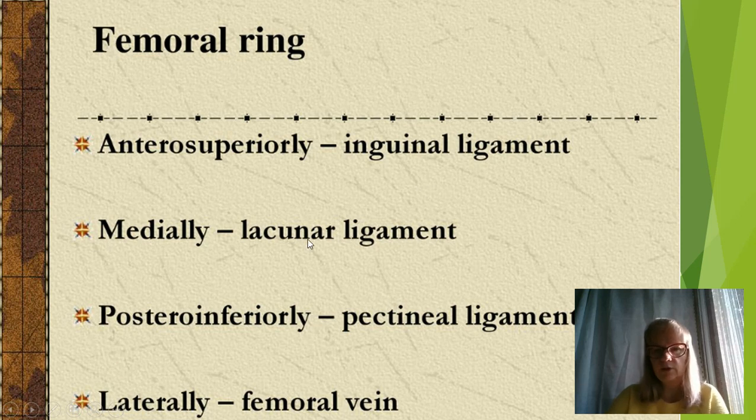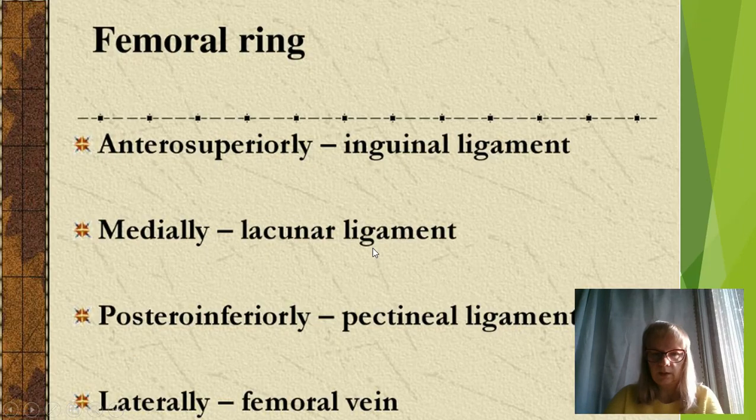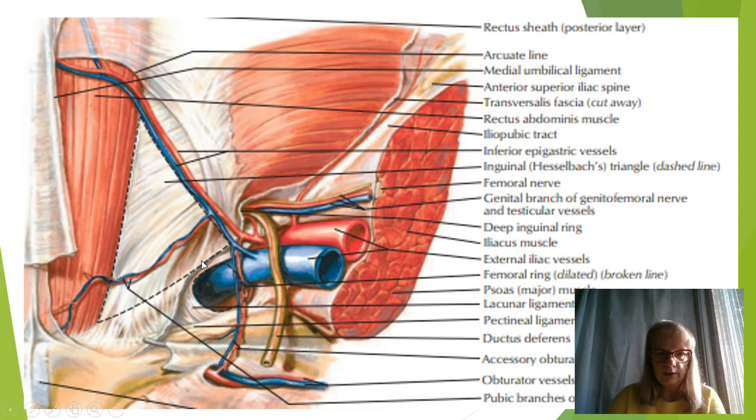Three ligaments and the femoral vein surround it. Only fascias surround the ring, like tendons, and so it is a weak structure. So again, I show the text, and after that I show the location of the femoral ring: inguinal ligament, pectinal ligament, and lacunar ligament. So here I show you exactly where the femoral ring is located.